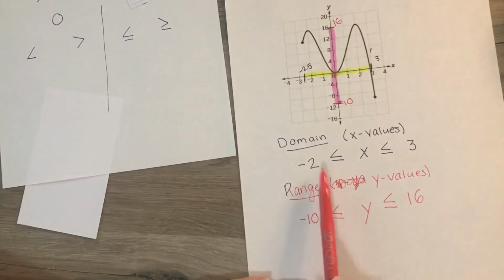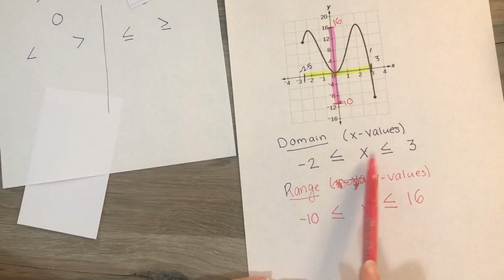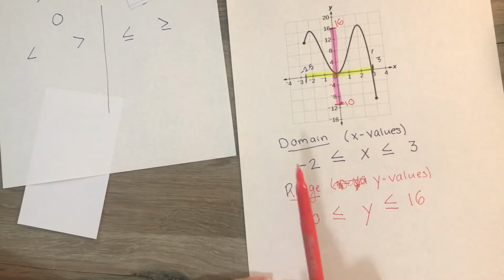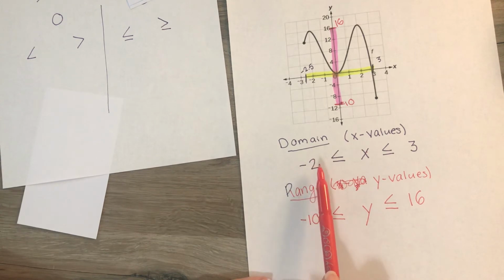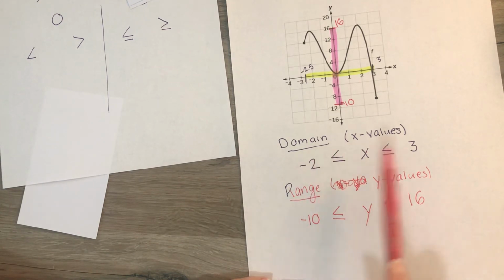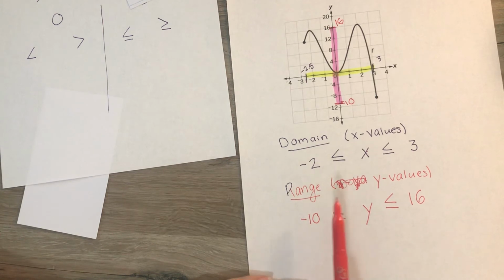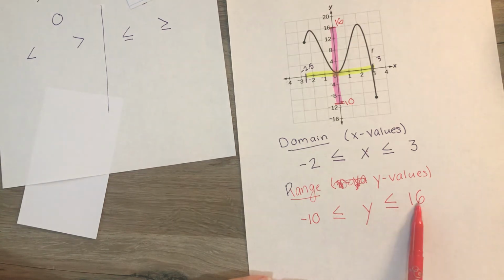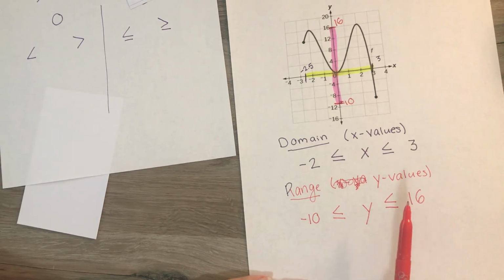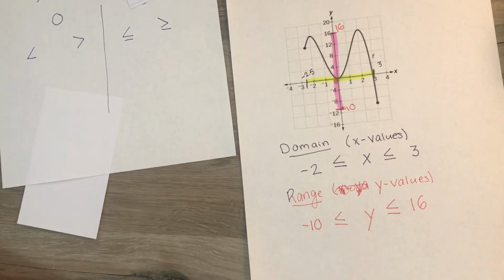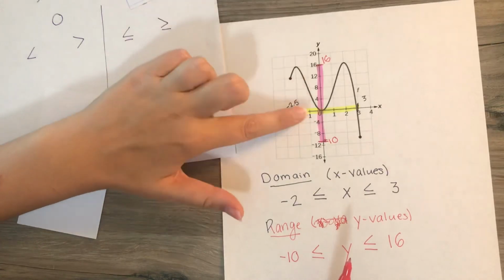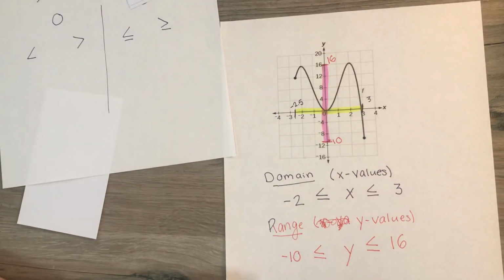So our domain is -2 is less than or equal to x less than or equal to 3, or all real numbers greater than or equal to -2 and less than or equal to 3. Our range is -10 is less than or equal to y less than or equal to 16, or all real numbers greater than or equal to -10 and less than or equal to 16. And that's how you find domain and range if you're looking at a graph like this.